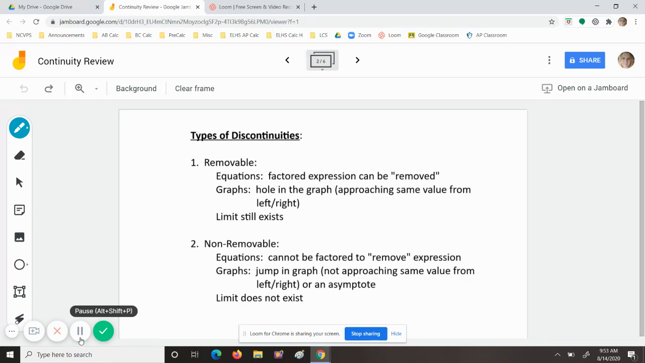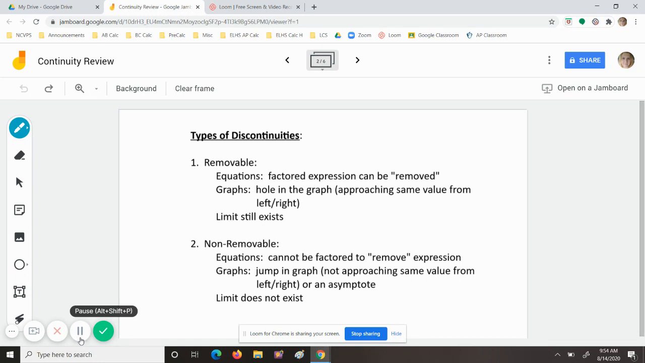The limit still exists. If we're talking about a piecewise function, then the limit is still the same from left and right, but it's not equal to the value of the function. And then finally, for graphs, there could be a hole in the graph, so we're approaching the same value from left and right, but there's no defined point, or it's not the same defined point in the same value as the limit.